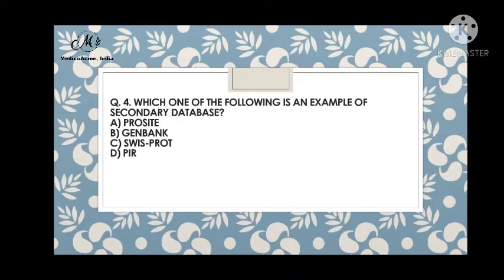For question number 4, which one of the following is an example of a secondary database? It becomes very important to know which is the secondary database and which is the primary database, as this type of question may be asked in the exam. First of all, I would like to explain what a database is. A database is a system, a server, where you can find data about the genome or the protein of an individual. In the central dogma, there are three important things: DNA, RNA and protein.